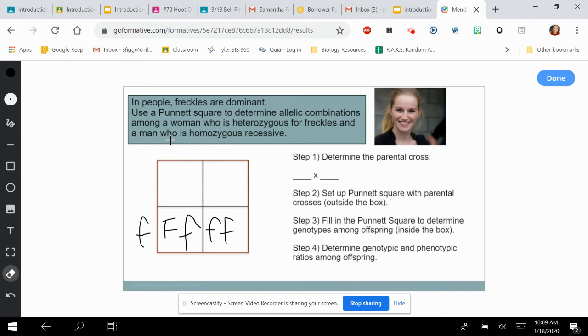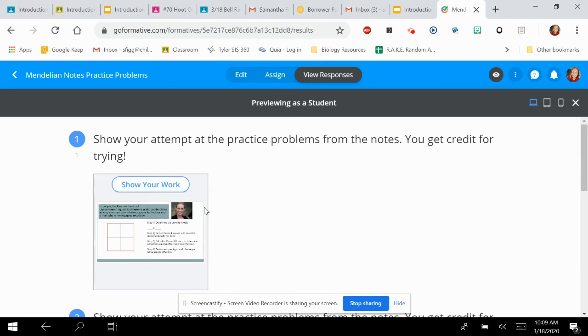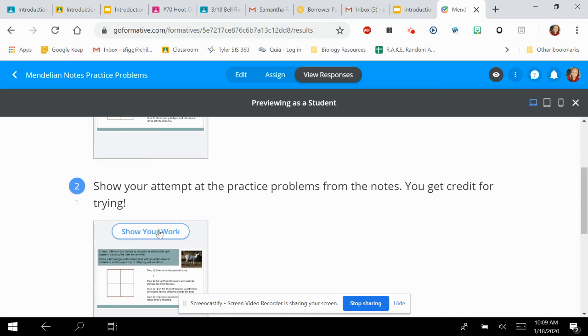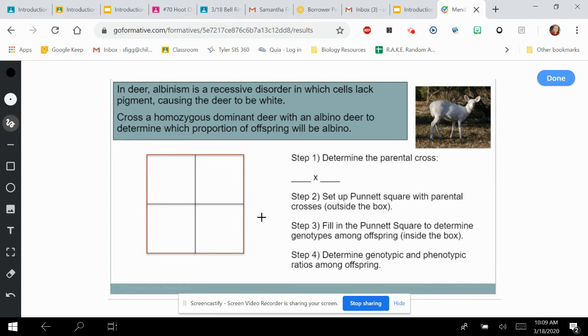Let's get this erased. Okay, let's try the next one. So question 2 talks about albinism. So it says albinism is a recessive disorder in which the cells lack pigment, causing the deer to be white. Cross a homozygous dominant deer with an albino deer to determine what proportion of the offspring will be albino. So albino is recessive, meaning you're going to have 2 bad copies, 2 recessive copies to be albino.